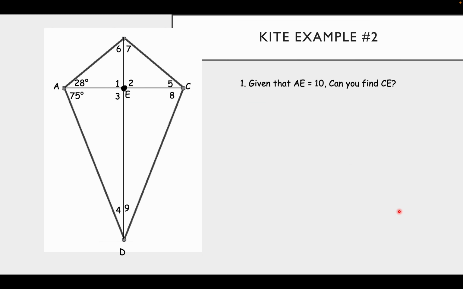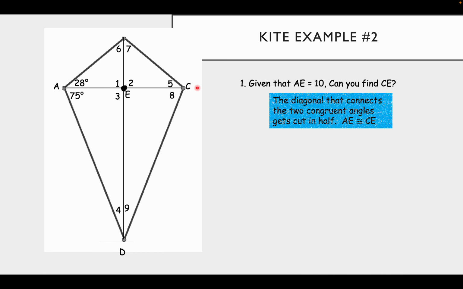Example 2. Now we're trying to figure out the angle measures. But first, question 1 says, given that AE equals 10, can you find CE? If you recall one of our properties, the diagonal that connects the two congruent angles gets cut in half. So that means if AE is 10, CE is also going to be 10.